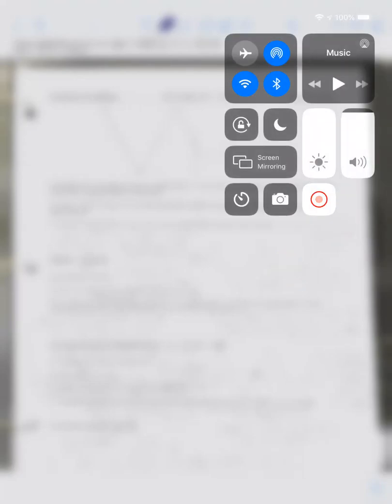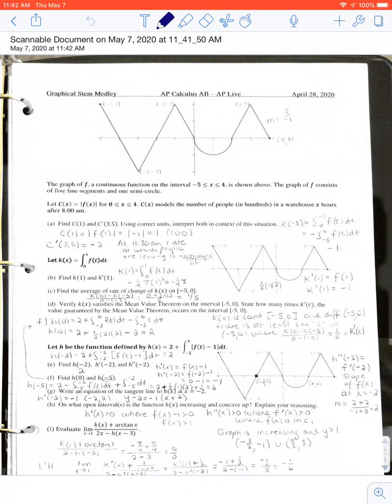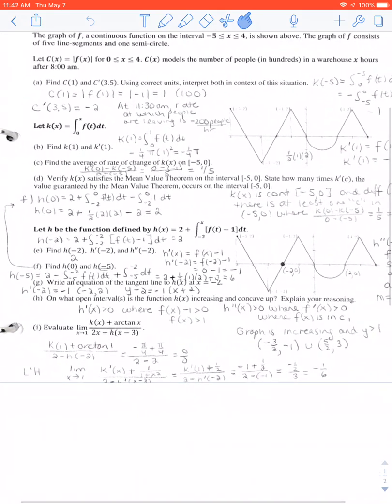In this video, I'm going to go over a question that I got on the graphical STEM medley. I only got it on H, so I thought I'd just go over the parts on the last part, E through I. So they gave you this function H, and they wanted you to find H of -2. So you want to plug -2 in.